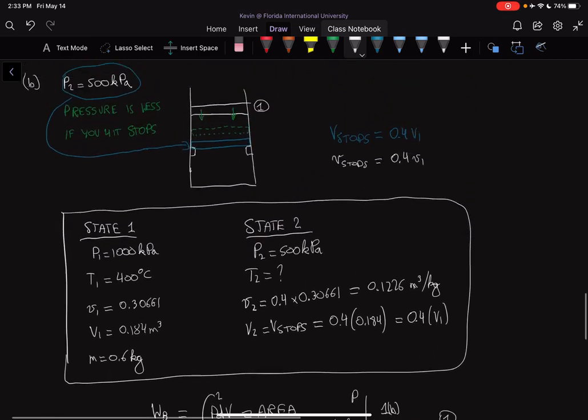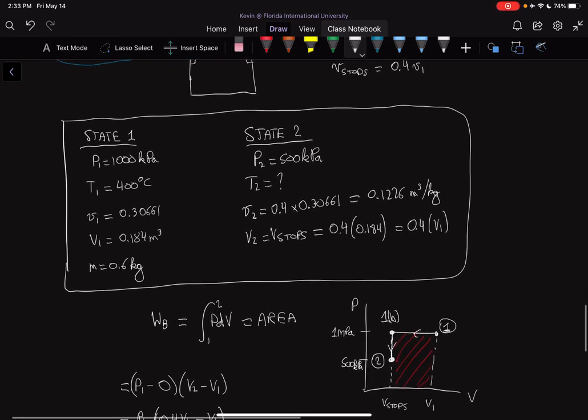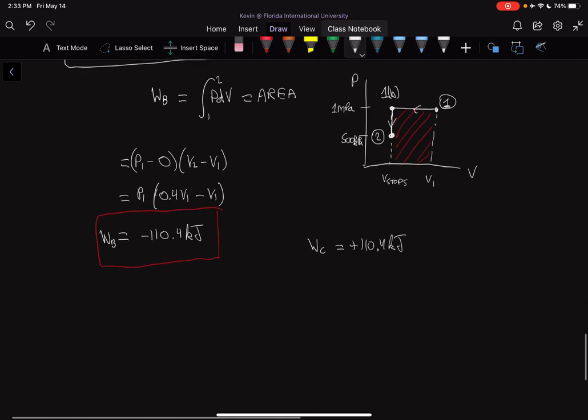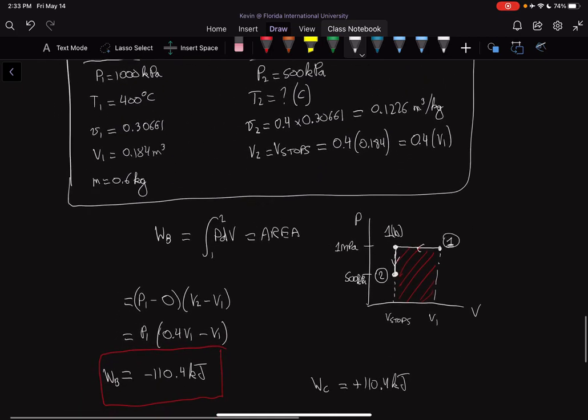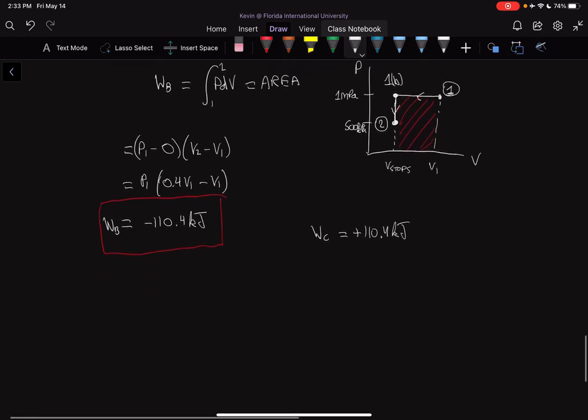Okay, so now part C asks us to find our temperature. So this is part C, finding our temperature. So how do we go about finding our temperature? Well, it's very easy. We know that specific volume 2 is 0.1226, and we know pressure 2 is 500 kilopascals. So let's try and find temperature 2. How do we find it? We go to our tables.